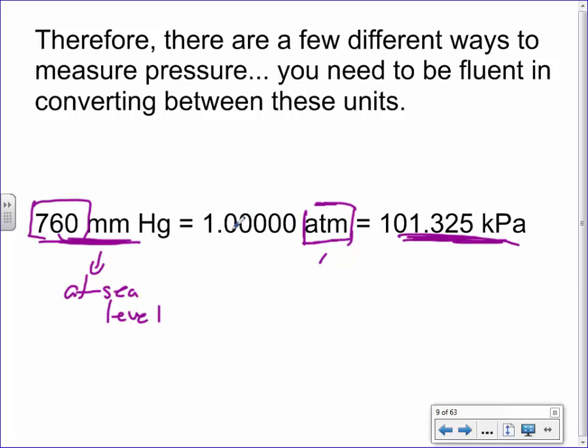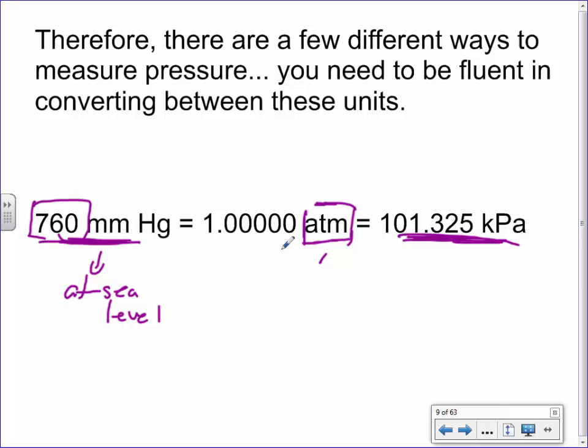Now, I wrote a whole bunch of zeros afterwards, but what I need you guys to know is that these zeros really go on infinitely. The idea is that one atmosphere would really be 1.00000. That's what we want to call sea level. So at sea level, you could say there's exactly one atmosphere. That's what we're going to set as the benchmark. Make sense? Sea level is one.